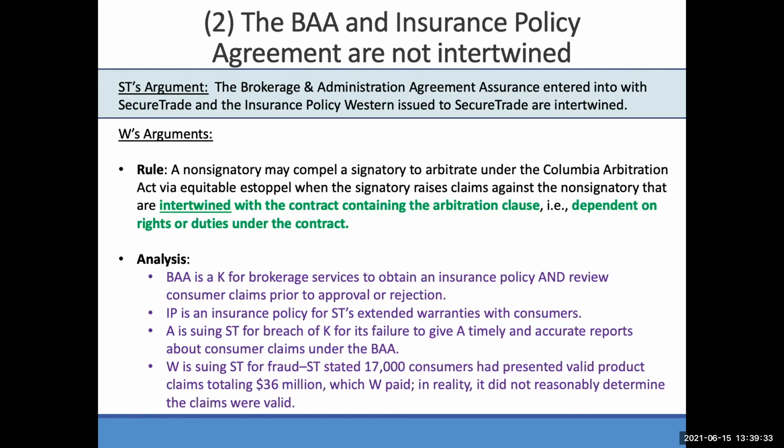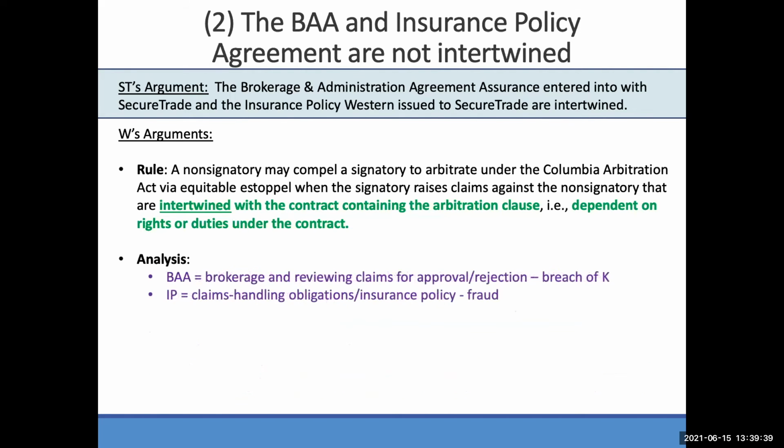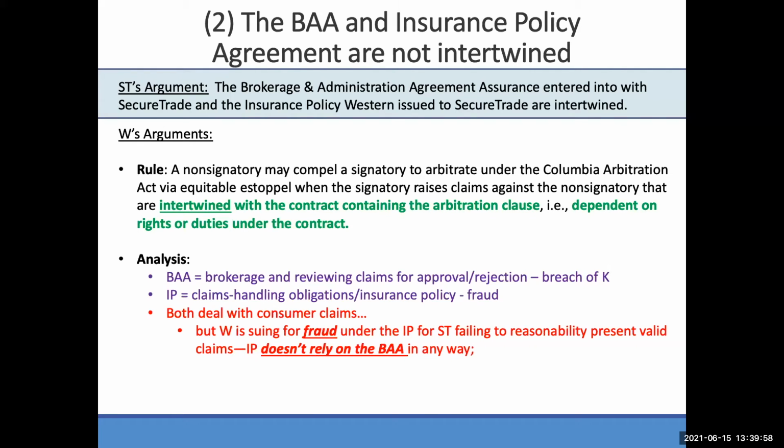If you did one fact and then explained it, or did all the facts and then explained them later, it's fine. But to summarize it, you just needed to say, well, we have the BAA, breach of contract, and the insurance policy, which is fraud. Although both of these contracts deal with consumer claims, right? That's our little counter argument. It deals with consumer claims, which is why Secure Trade is saying it could be intertwined. The claims themselves are different.